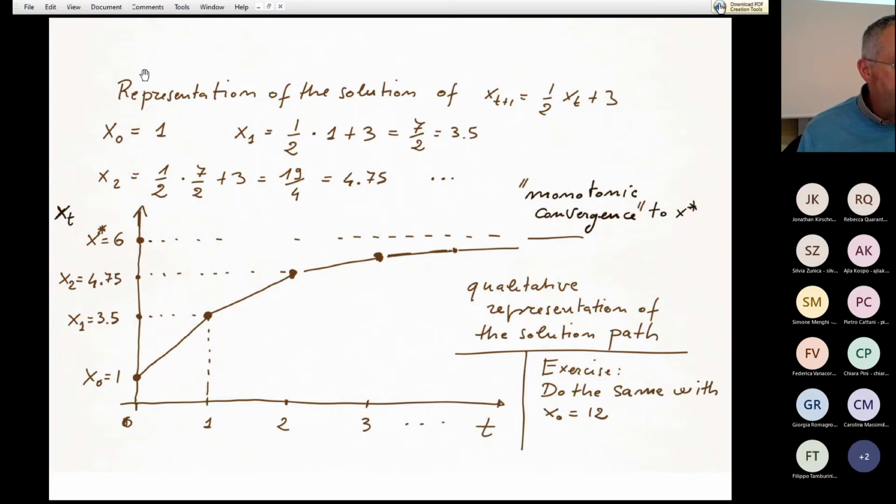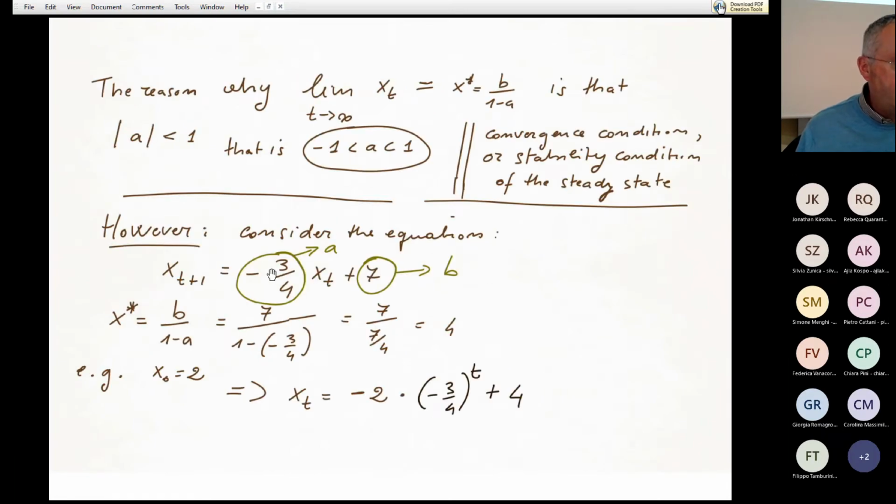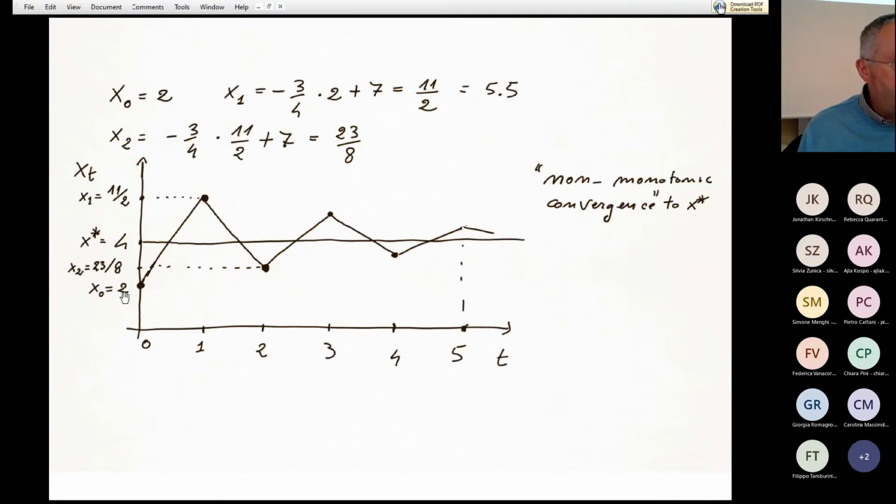If I start above, I will remain above, but I will approach the steady state. But if it is negative, then convergence is non-monotonic. And here is the example with the second equation we studied in the previous set of slides. Okay, 4 is the steady state, but you see a non-monotonic convergence to the steady state. The reason is that we have A, which is negative, so at each time step we have jumps above and below the steady state level.